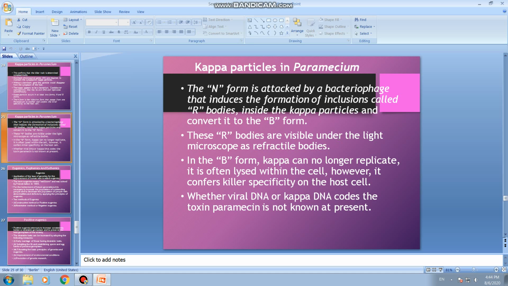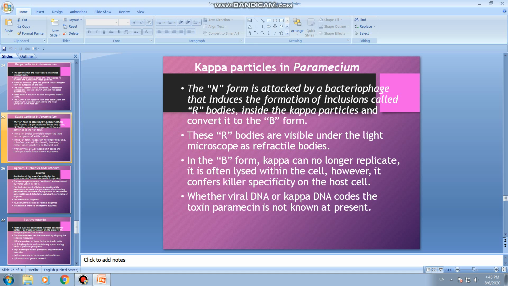These R bodies are visible under the light microscope as refractile bodies. In the B form, kappa can no longer replicate. It is often lysed, which means it often gets destroyed within the cell. However, it confers killer specificity on the host cell.